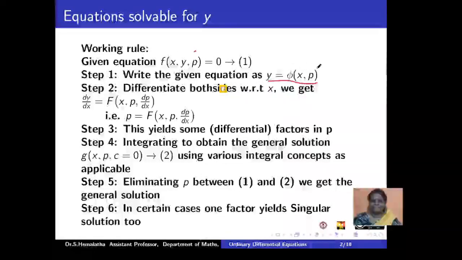This rewriting will be helpful in further discussion, or in some cases we can also directly work with the given equation. So differentiate this equation on both sides with respect to x. Then we'll get dy by dx as a function involving x, p, and also an added term dp by dx, because p is dependent on the x variable. So when differentiating, we involve a term dp by dx. Converting dy by dx to the usual notation p, you'll end up with this content.